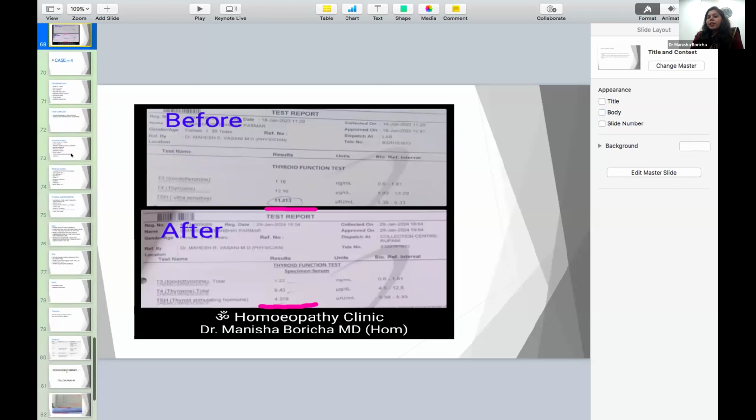And the result is here. The TSH level was 11 point something, and after treatment it is around 4. So it is again a well-marked result with sarcodes.